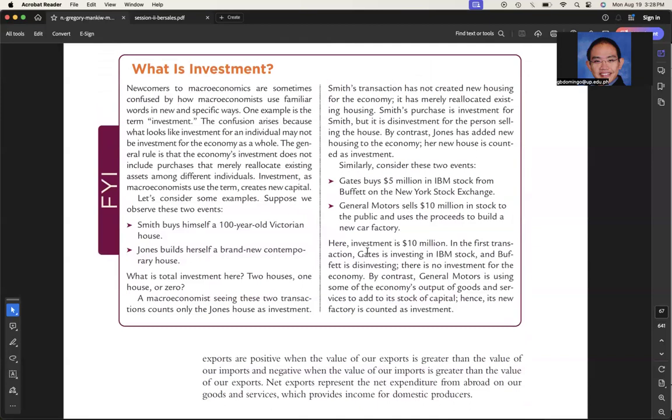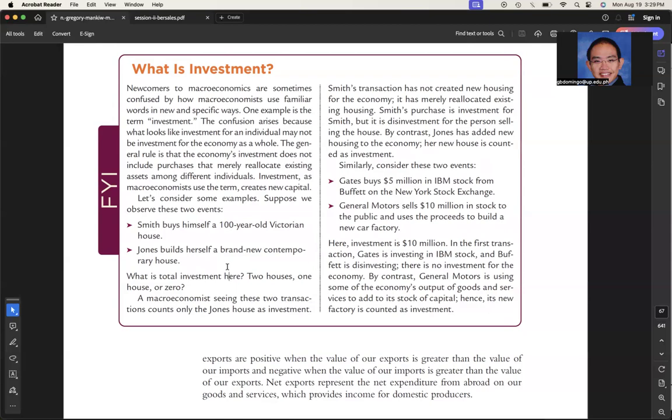Okay. Now, what is investment? So again, we go back to investment. What is business fixed investment? An example is a confusing term, maybe investment. What it looks like for an investment for an individual might not be investment for the economy as a whole. The general rule is that the economy's investment does not include purchases that merely reallocate existing assets among different individuals. Investment, as macroeconomic economists use this term, creates new capital. So that's important, creates new capital. And it's not a mere reallocation.